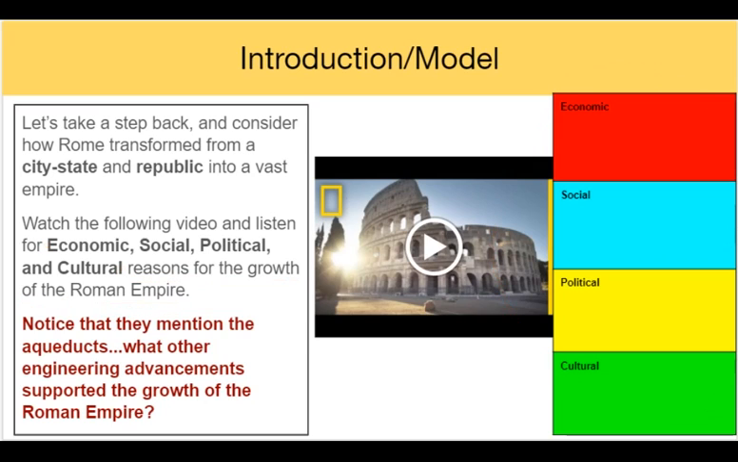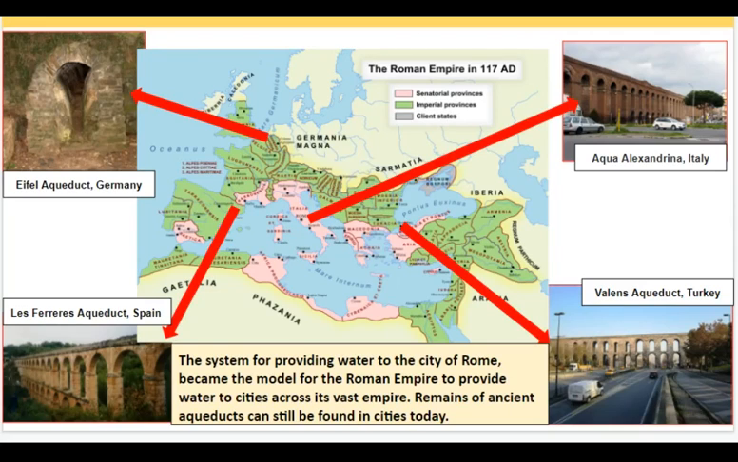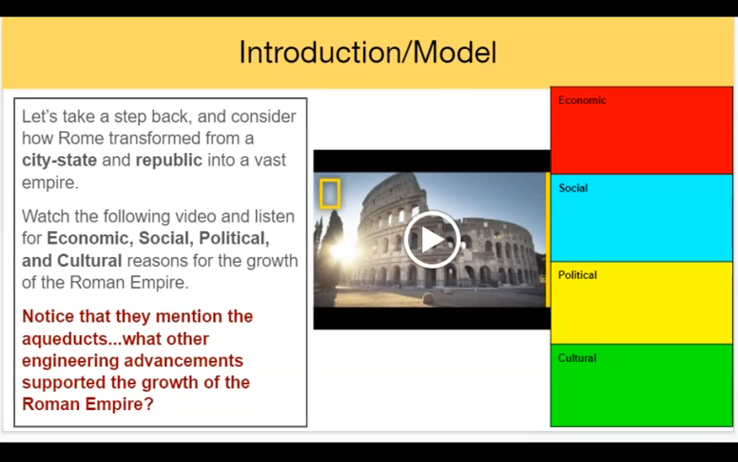Now, notice they mention aqueducts. Your teacher showed you pictures of aqueducts. What are aqueducts? That cool, unbelievable engineering feat where Rome brought water everywhere they went. Now, my question to you, when you watch this clip, is what other engineering advancements supported the growth of the Roman Empire? So you're going to watch, you're going to pause the video, go to the link your teacher gives you, and you're going to watch the economic, social, political, and cultural developments that made the Roman Empire grow. Remember, it's all linked to engineering, right?